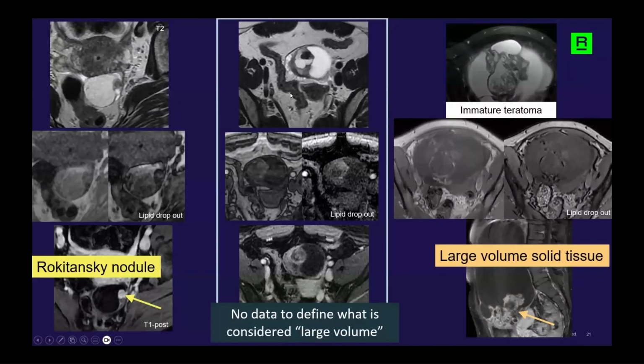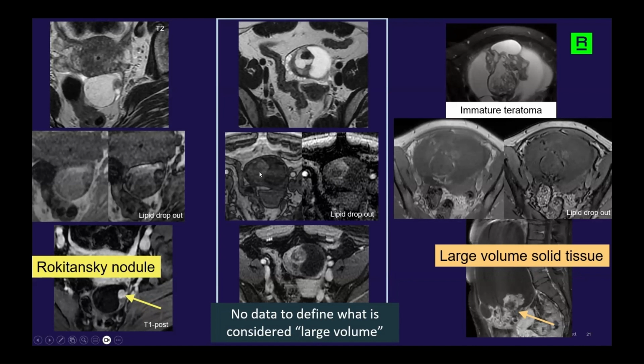So here we have our index lesion in the middle where we just finished wondering, is it a 2 or a 4? I think it's a hard question to answer because we really don't have data that defines what large volume is. And I think all of us would agree the lesion on the left, where you see a little nodule off on the side that has fat in it and enhances, is a Rokitansky nodule, and you can call that a dermoid in a 2. And then the one on the right, there's a lot of solid tissue that enhances, and you wouldn't call that a Rokitansky nodule, and you would call that a 4. But here you've got some solid tissue that enhances.